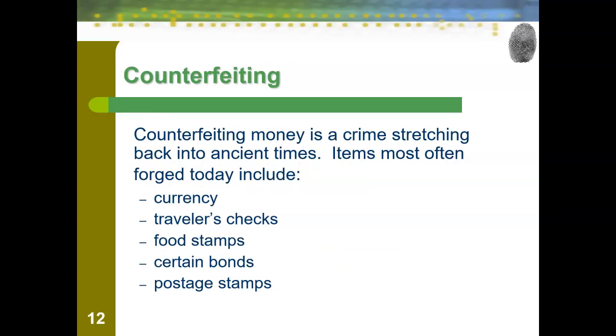Now, the last kind of area of document analysis we want to talk about is counterfeiting, and this is another very big area. So counterfeiting is a crime stretching back to ancient times. It is essentially faking things that are worth money. And as long as there has been money, there have been people making counterfeit money. This often includes currency, so money, traveler's checks, which are a special kind of check that people get when they are traveling, hence the name, food stamps, certain bonds, or even postage stamps can all be counterfeited.